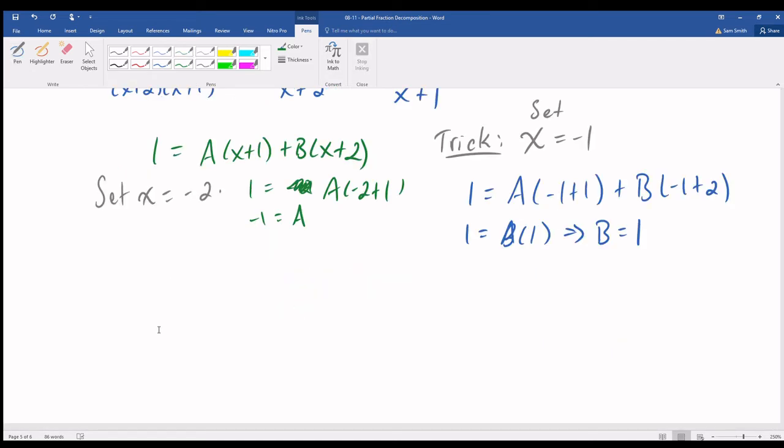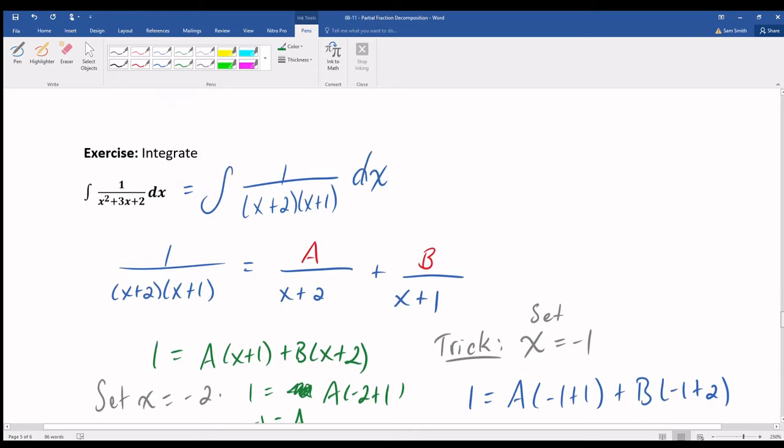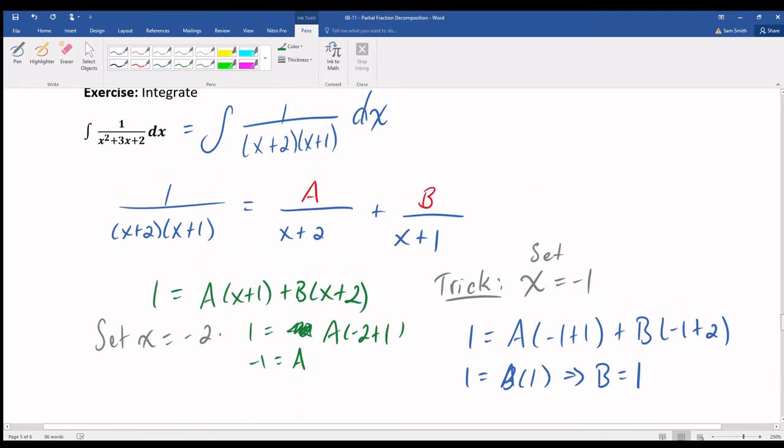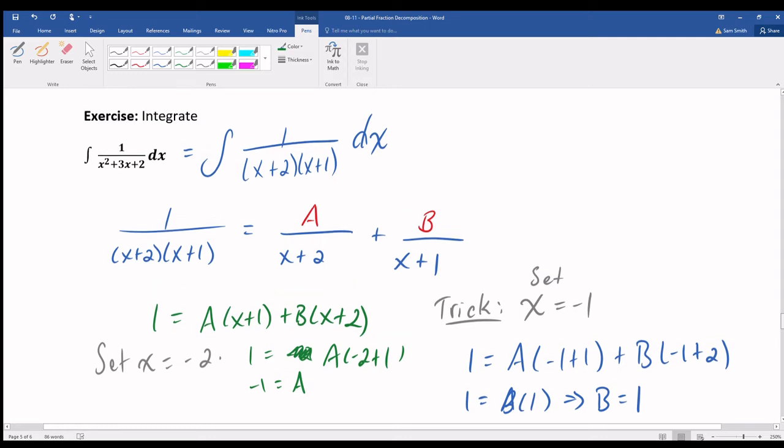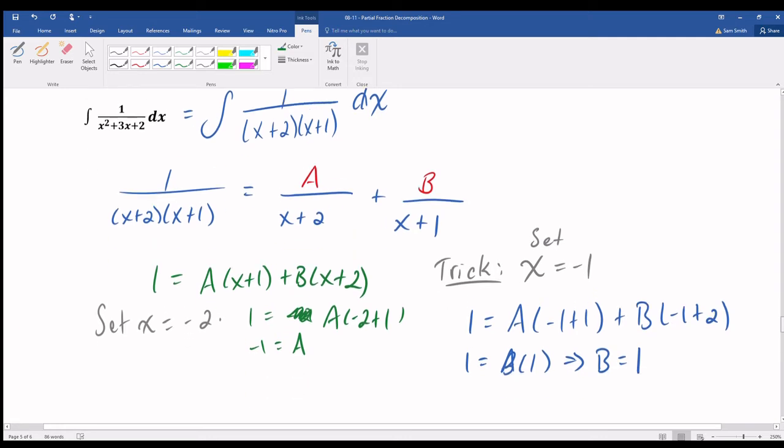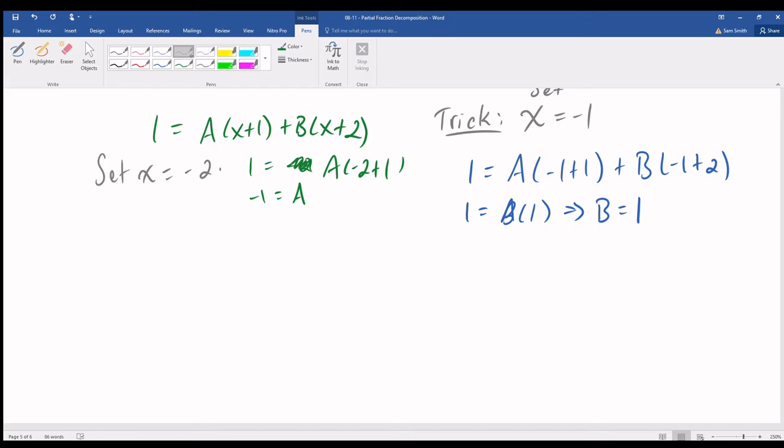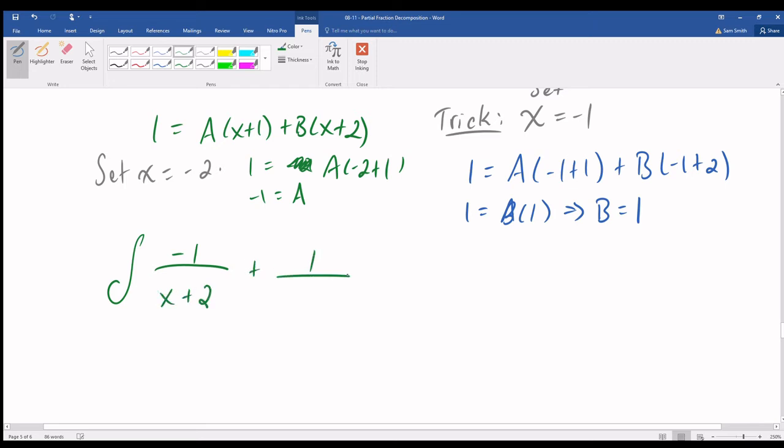Alright, now that I've given myself a little bit more space to work, let's put this information back in and rewrite the integrand with our new knowledge of A and B. The integral that we're actually trying to find can be thought of as A equals -1 over x plus 2, plus B equals +1 over x plus 1.